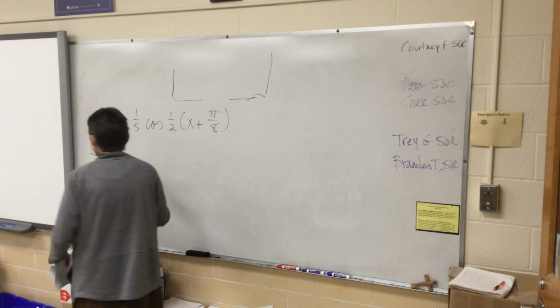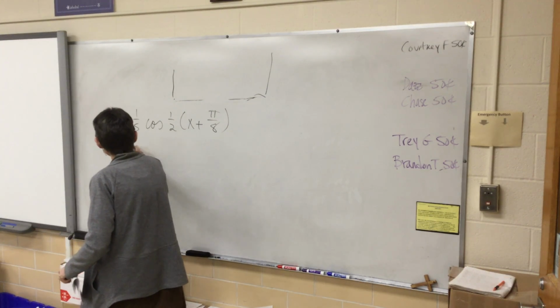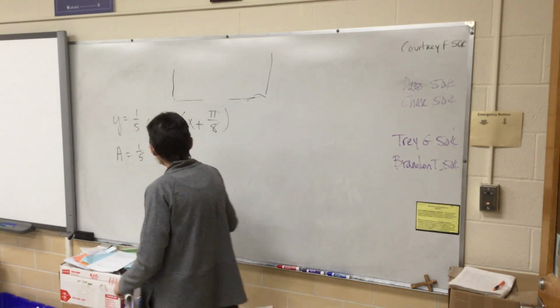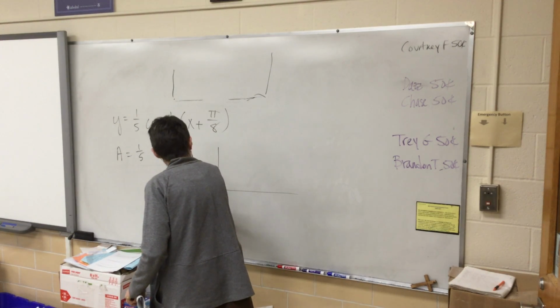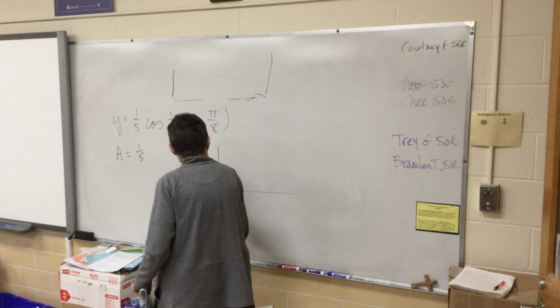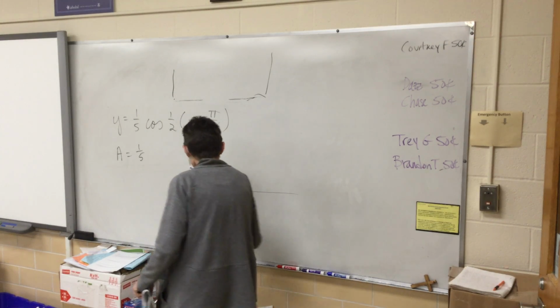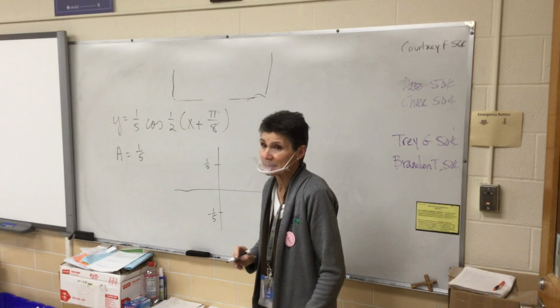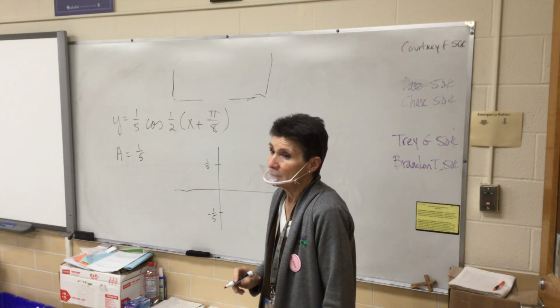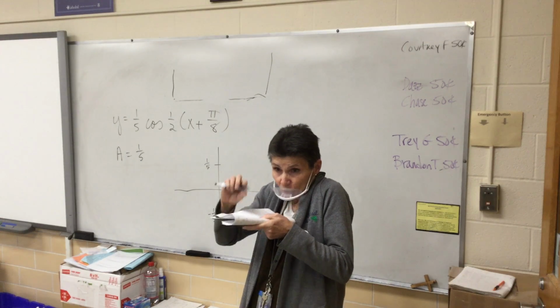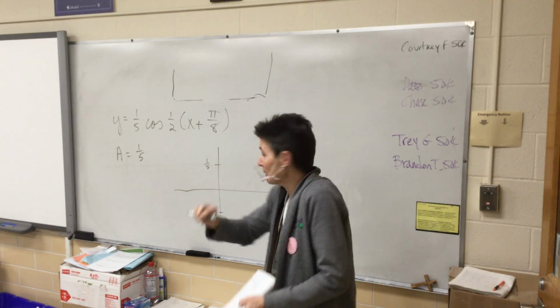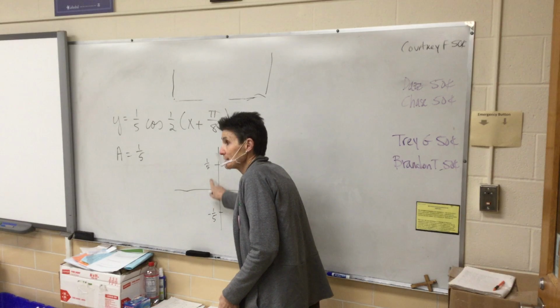Amplitude's 1/5. So when I draw, I'm going to just make a list here. The amplitude's 1/5. So whatever I end up drawing here, I'm going to go up a fifth and down a fifth. Now notice I'm not really scaling this. 1/5 to negative 1/5 would be really squished up. So I'm spreading it out so I can see it better, but I'm labeling. I always got to make sure I label.